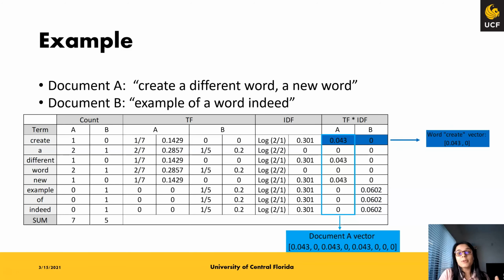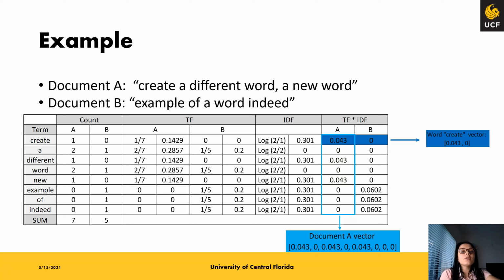Let's go over an example so that it can be a little bit clearer for you. We have here 2 documents. Document A is "create a different word, a new word." And document B is "example of a word indeed." So we have here all the terms: create, a, different, word, new, example, of, indeed. And we have both documents, A and B. The first part is just the count of the words, and that, remember, is bag of words. So we have here all the counts for documents A and B and all the terms.